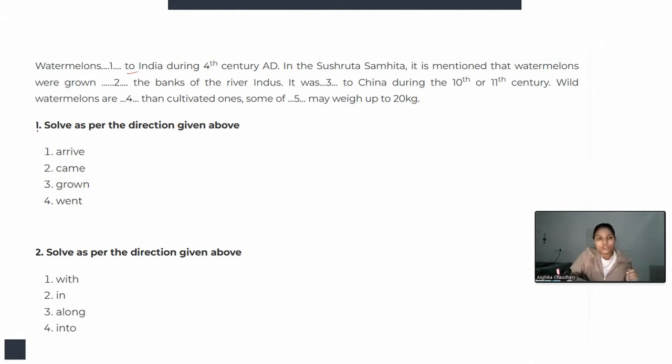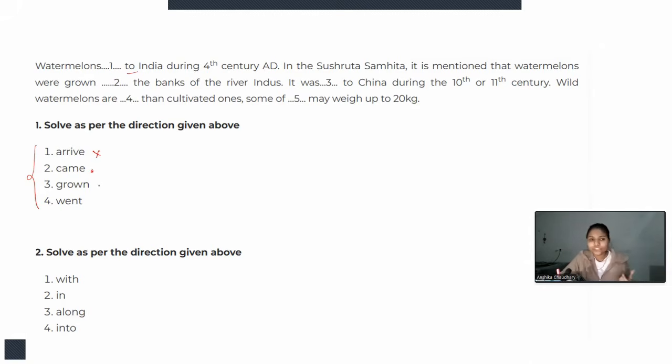If we see the options for the first blank, these are the options available and we need to figure out what the correct option is. Watermelons arrived to India during the 4th century AD. See, 'arrive' is not the most appropriate answer because 'arrive' is used without any direct object. But here we have a direct object, that is watermelon, right? We are directly telling that watermelon comes to India or was introduced to India. So 'arrive' is not fitted here, so we will eliminate it. 'Came to India' can be our answer. So just mark it. Let's move on to the next.